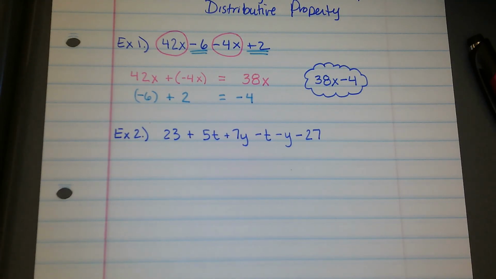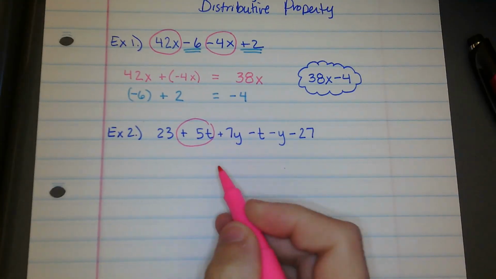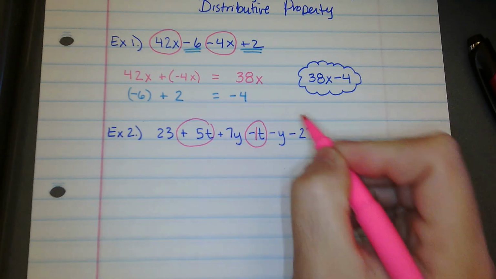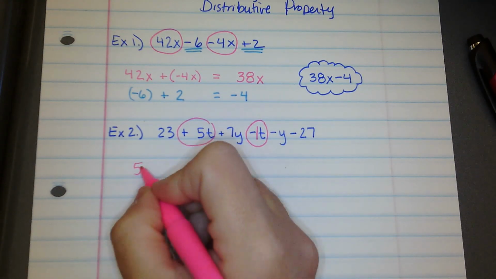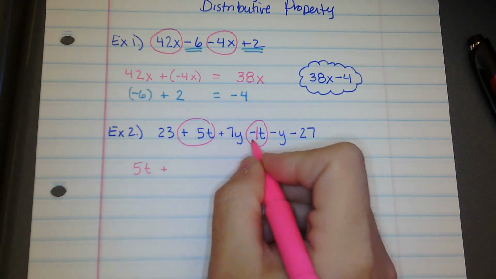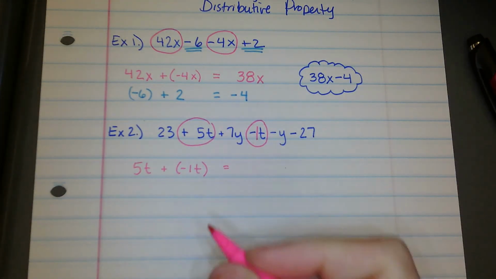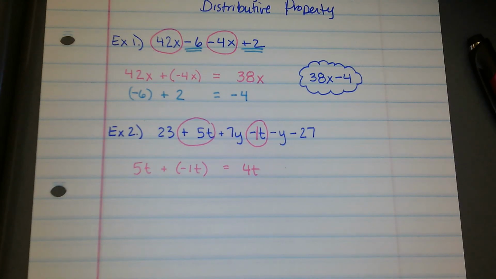So what I see is I'm looking just for variables, and I notice that I have a positive 5t. And over here, I've got a minus t. Now, I know that when there's no number in front, there's really a 1, so that's a minus 1t. So I'm going to put that down. 5t, I'm going to add this negative 1, and get 4t.